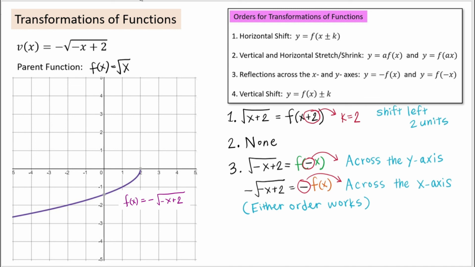The last step is vertical shift. The function v of x does not have a vertical shift, so step 4 is none. So this is the graph of function v.